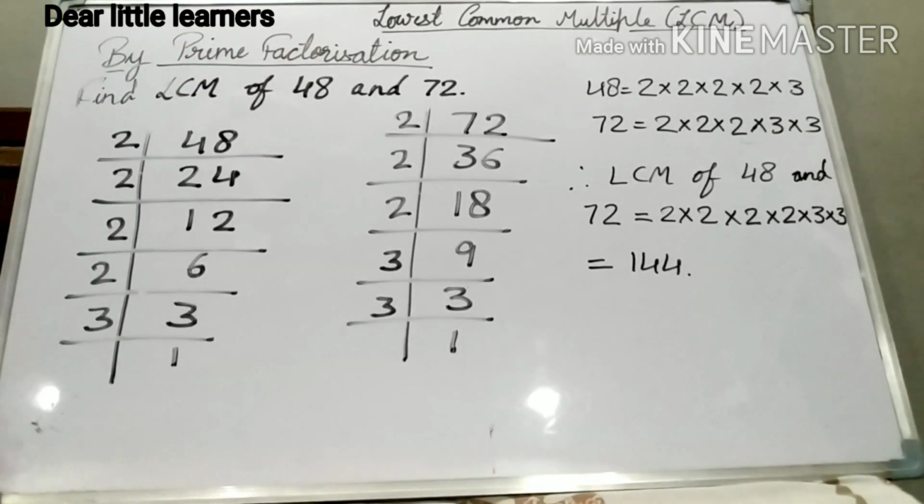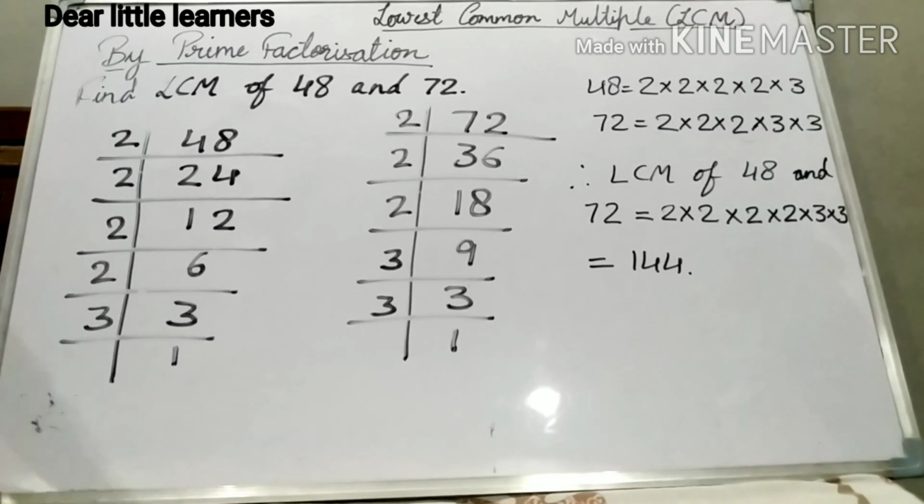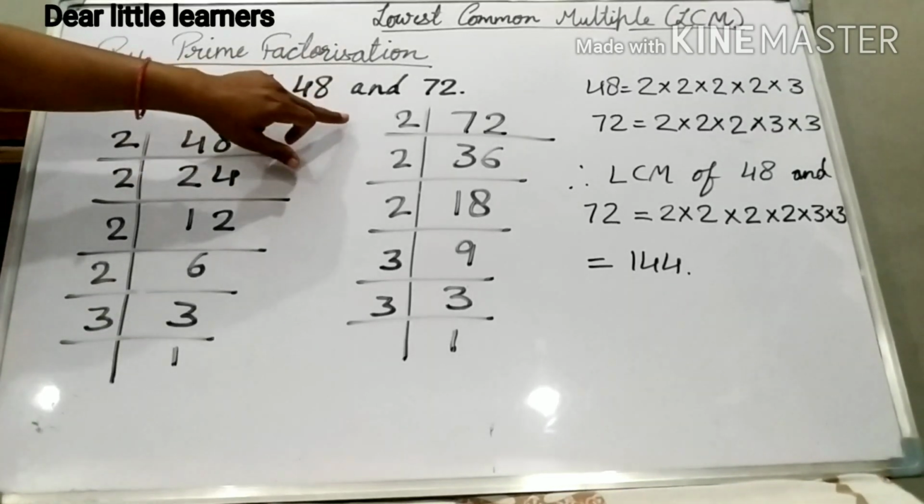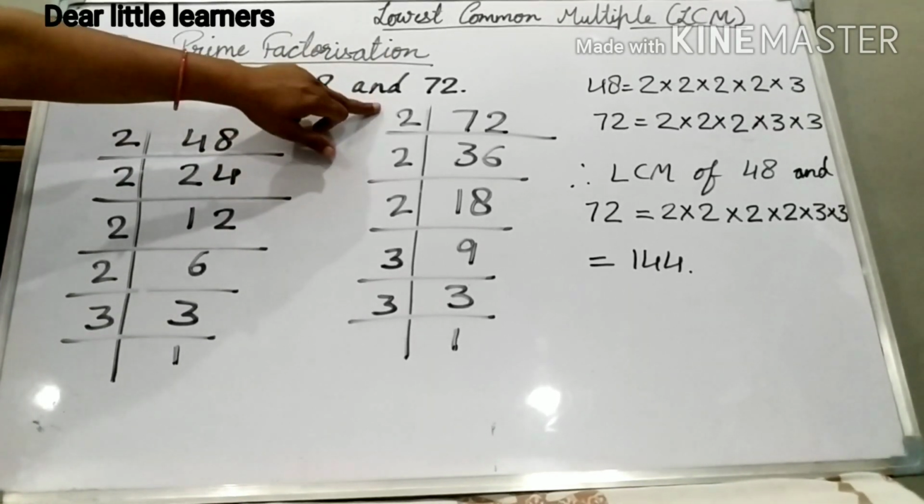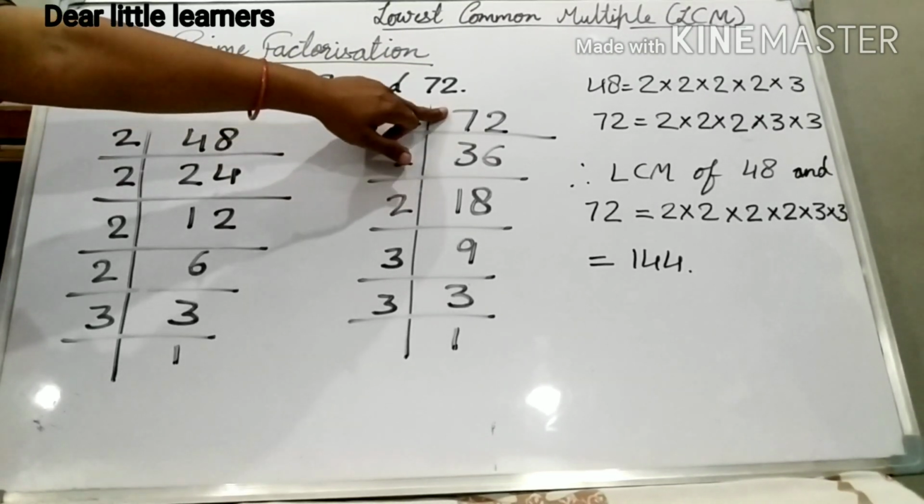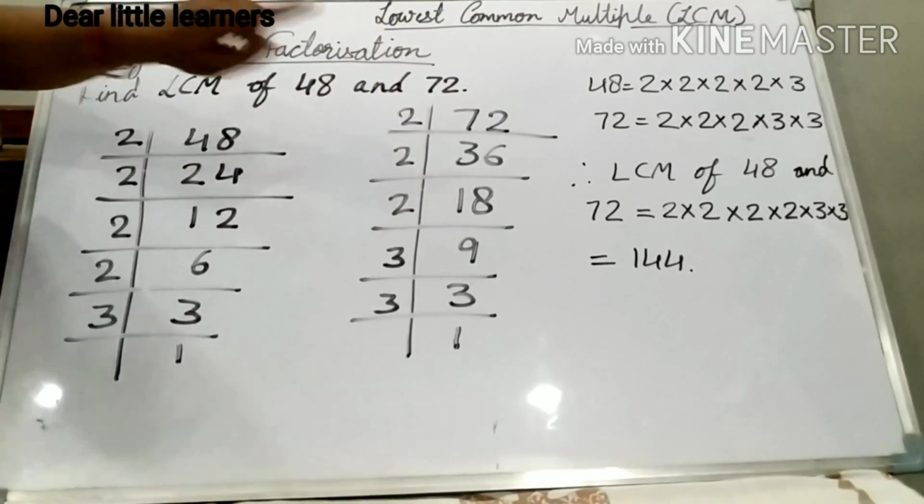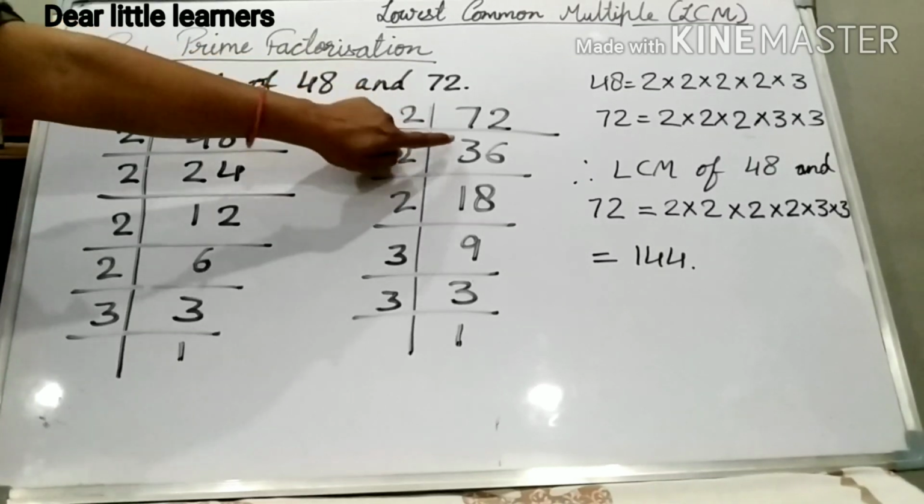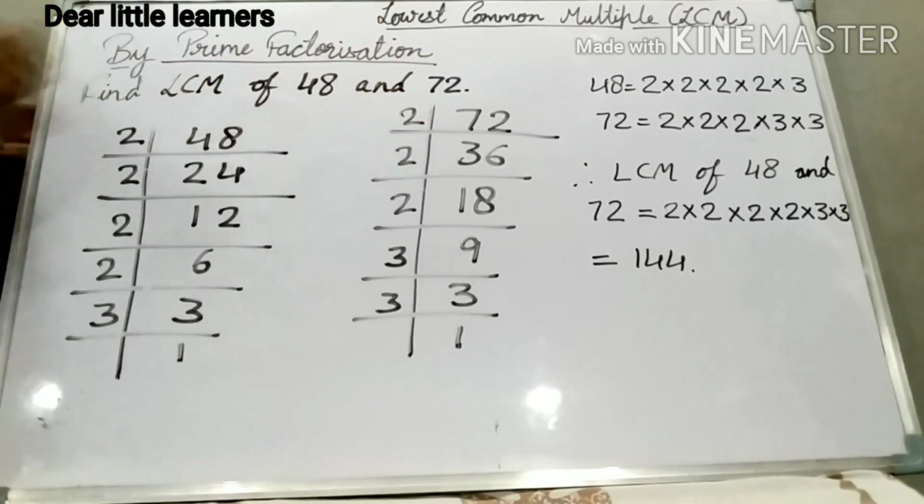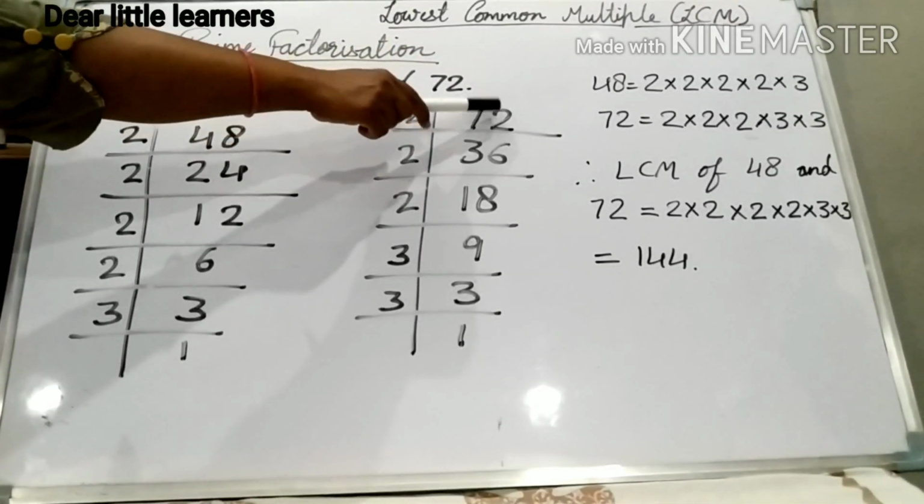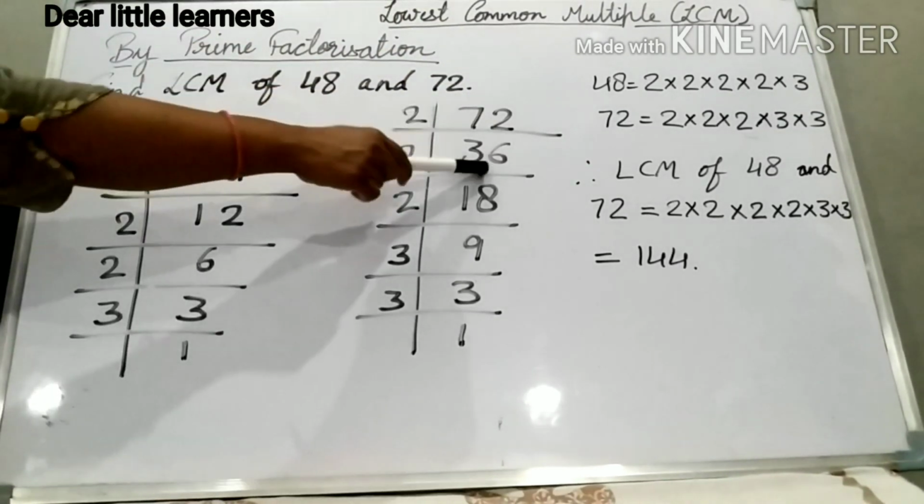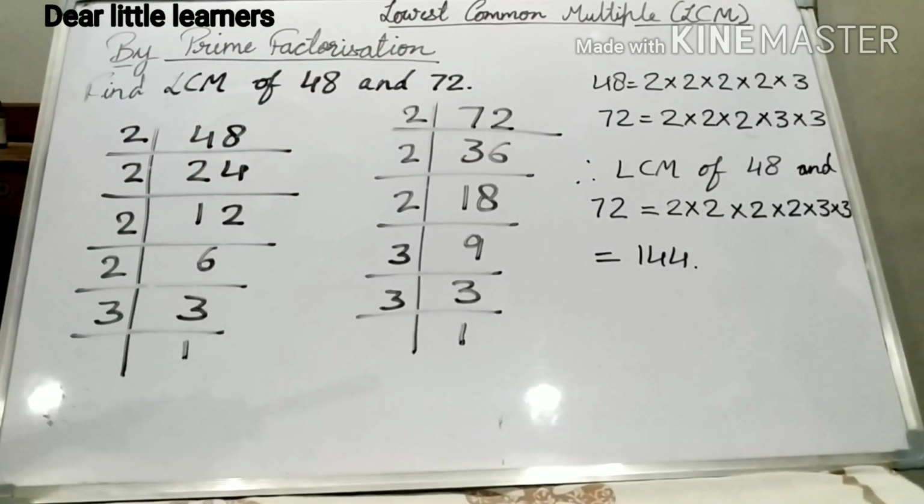Okay. Now 72. We will find out the prime factors of 72 also. 72 is divisible by 2, so we have written here 2. 2 3s are 6. 7 minus 6 is 1. 1 and 2, it's 12. So 2 6s are 12. 36 is again an even number.